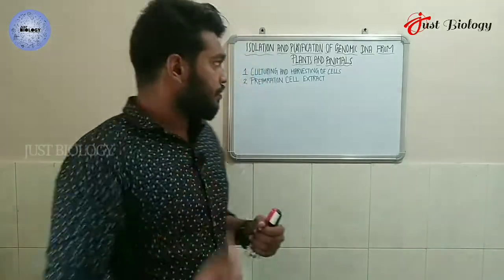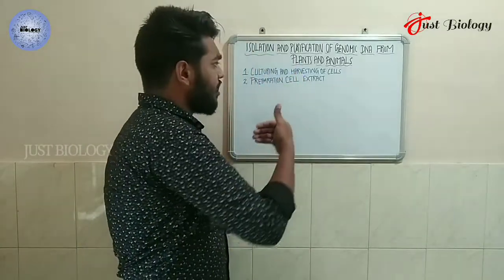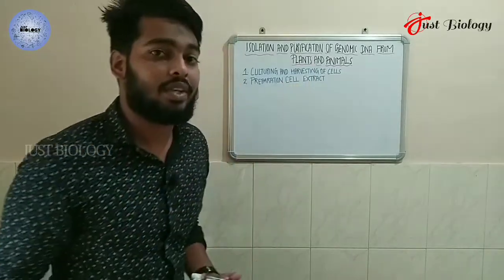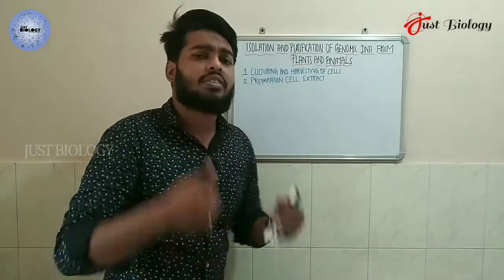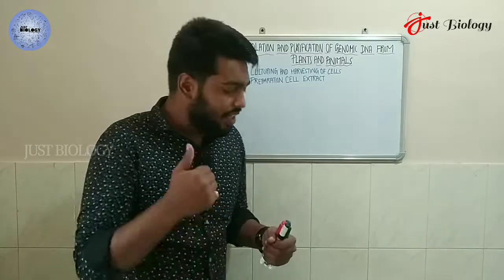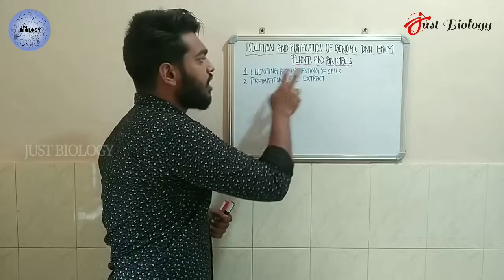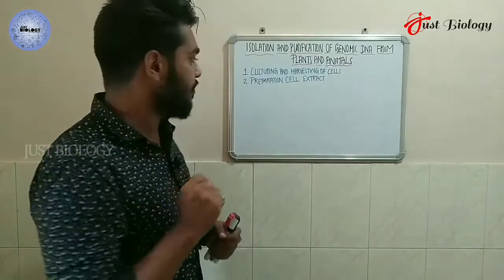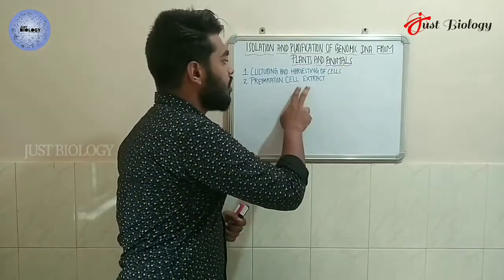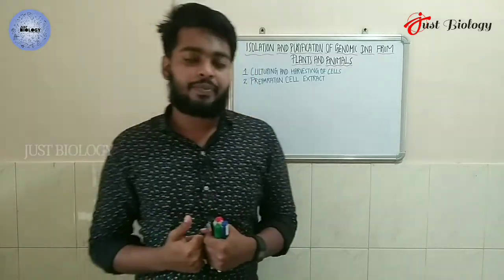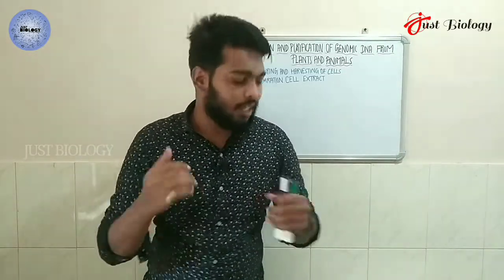If you look at the steps of bacterial genome isolation or plant genome isolation or animal genome isolation, the steps more or less are the same. But the difference is in these two steps. So what are the steps? The culturing and the harvesting of cell, that is the first step. The second one, the preparation of cell extract. So these two steps will vary. And why? I'll tell you.